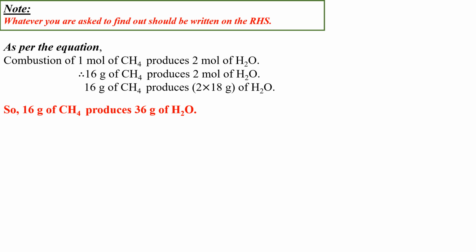Clear? Okay, so 16 grams of methane produces 2 into 18 grams of water. Why did you multiply? What is this 18 gram? It is the mass of 1 mole of water. In the equation, you find 2 moles of water. So, 1 mole of methane produces 2 moles of water. So, you need to multiply 2 with the molar mass of water. 2 into 18. So, what's the answer? You get 36 grams of water. Clear?